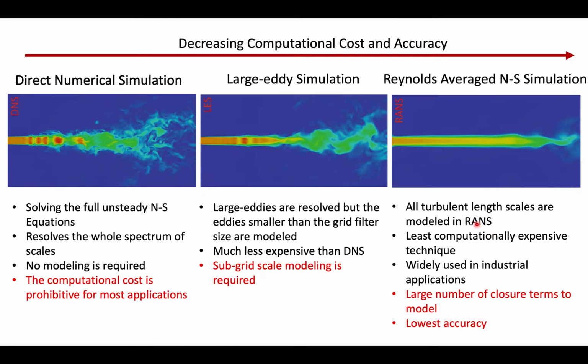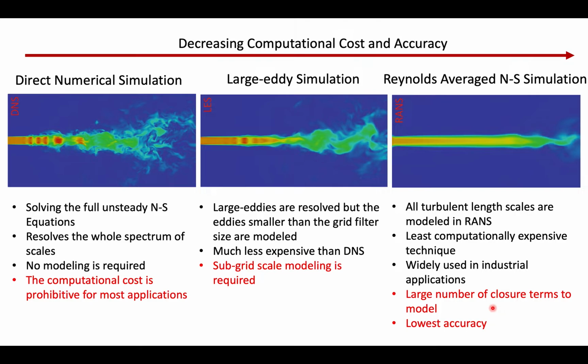But the disadvantage of this method is that we need to model a large number of closure terms in the RANS equation, the Reynolds-averaged Navier-Stokes equation. As we talked about, we have a lot of unknowns, and we need to determine them in those equations. It's very, very flow dependent. For each flow, you might have a lot of different closure terms and a lot of constants that you need to determine. And these are all based on some previous experiments that have been done.